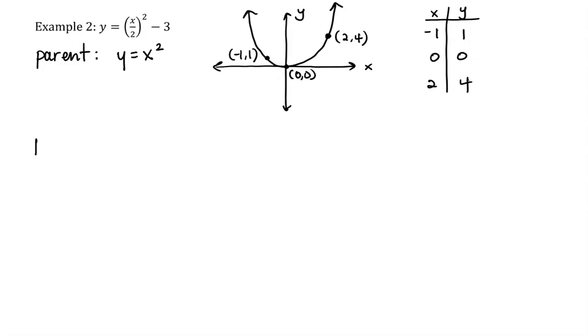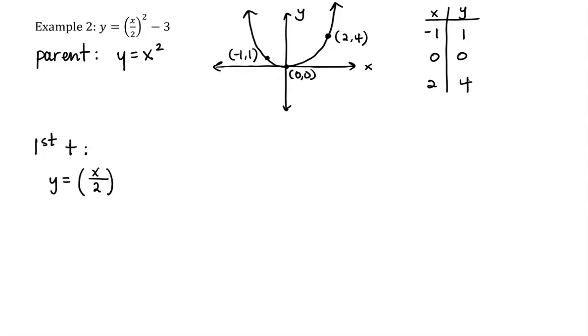There are 2 transformations happening inside of this function. One of them is this division by 2 that's happening with the x, and then another one is that minus 3. We have to figure out which one is first. We're following order of operations. If we were plugging in some x value, for example 6, what would affect the 6 first? The division by 2 or the minus 3? The division by 2. So that division by 2 is our first transformation.